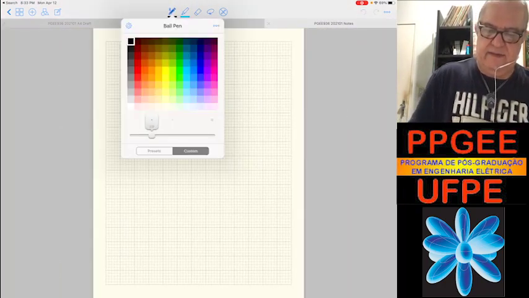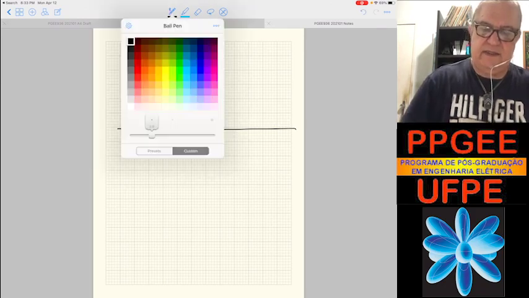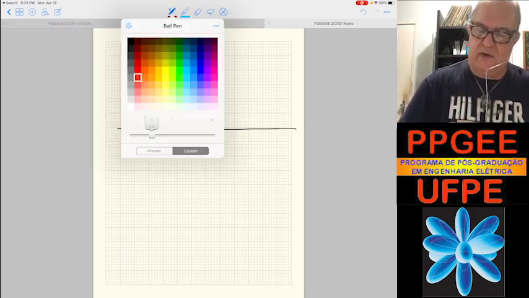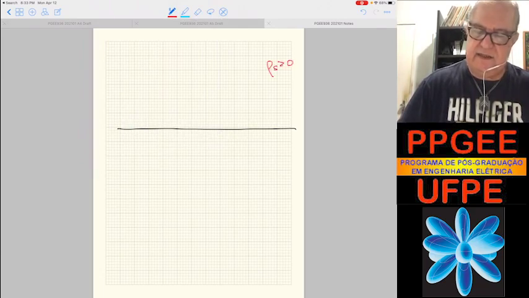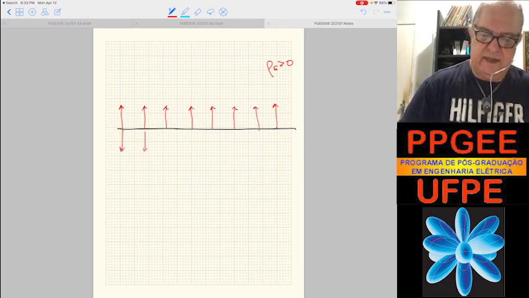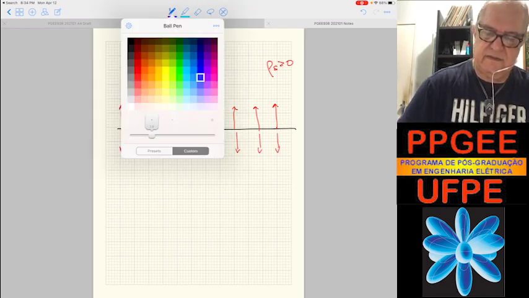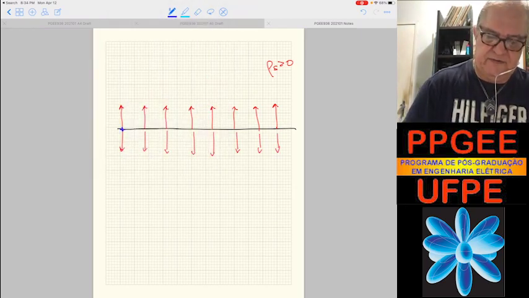I'll put here the plane. So the field is always pointing... Let's say that rho s is larger than 0. The E field is uniform, like this, for z larger than 0. And it's like that. That's because it has those charges on the surface. Let's put positive charge here, right?